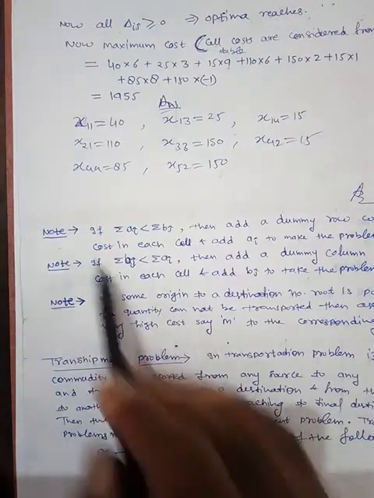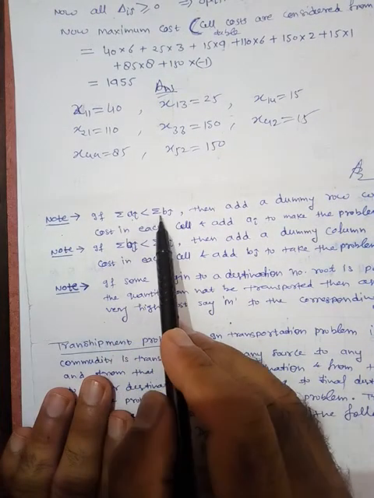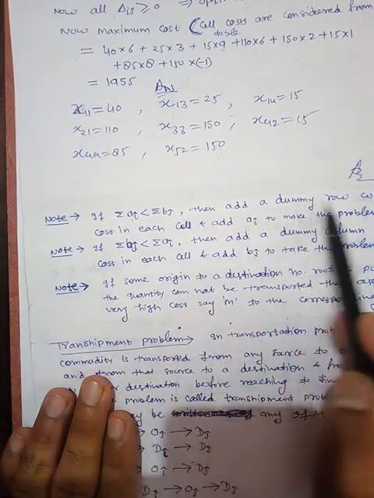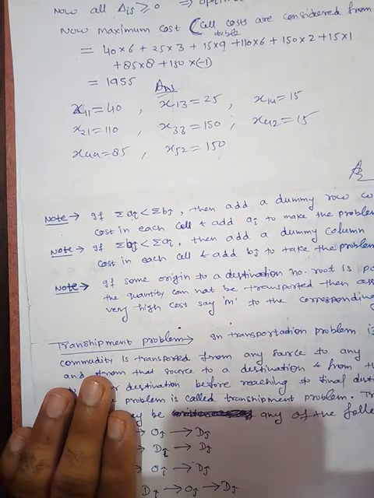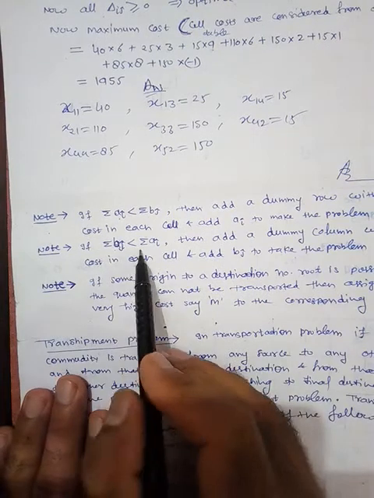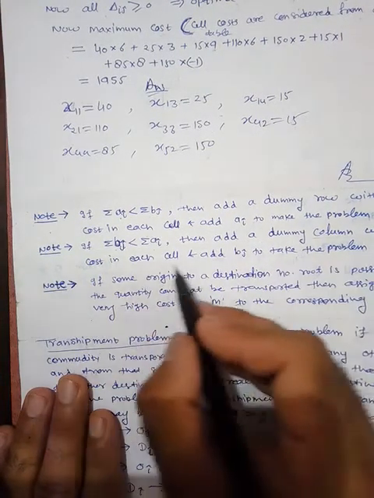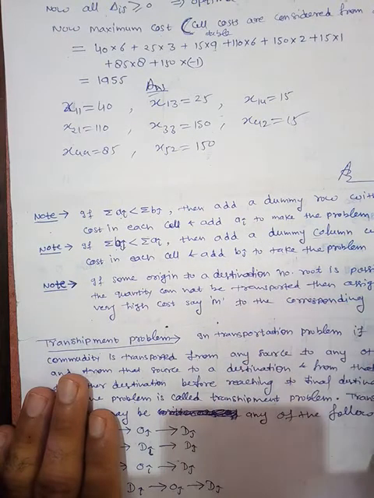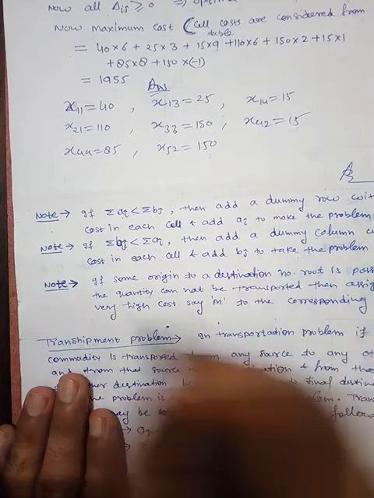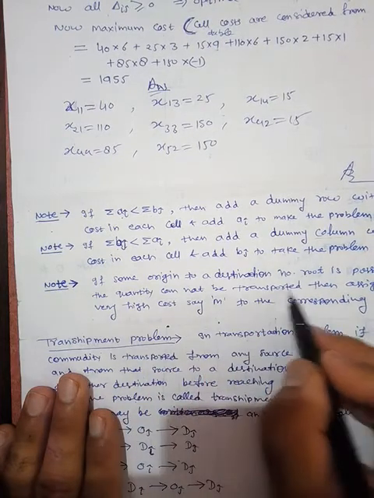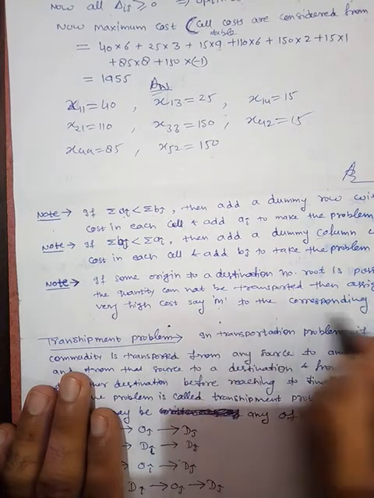Fine. So here are some note points. If summation of ai is less than summation of bj, then add a dummy row with zero cost in each cell and add ai to make the problem balanced. If summation of bj is less than summation of ai, then add a dummy column with zero cost in each cell and add bj to make the problem balanced. If for some origin to destination no route is possible, that is, the quantity cannot be transported, then assign a very high cost, say M, to the corresponding cell.